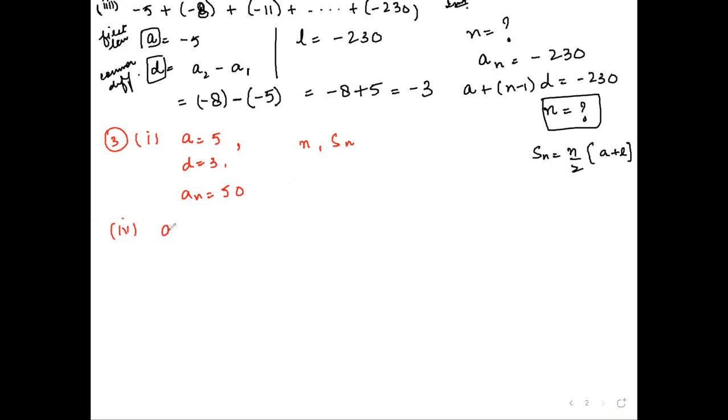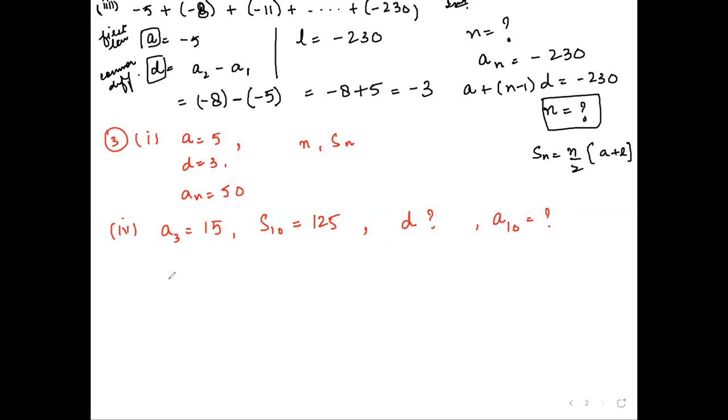Fourth part: a3 is equal to 15. Then S10 is given, which is 125. And you have to find d and you have to find a10. So this is a good question. Now, how will you do it? You don't know the AP. In this question the AP is not given, but some information is given about an AP. So we will make use of the information one by one.